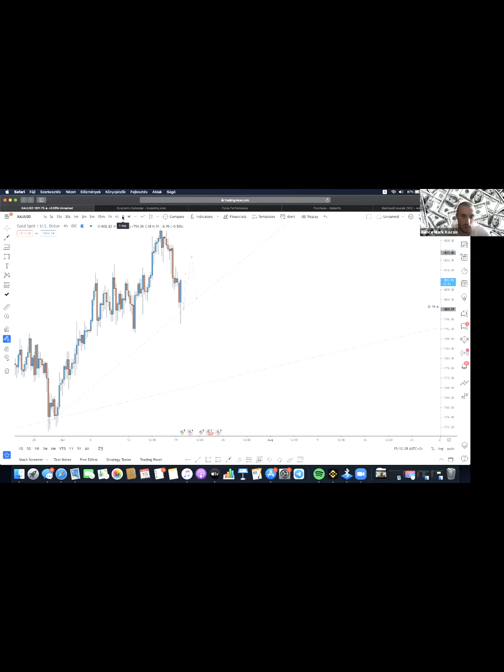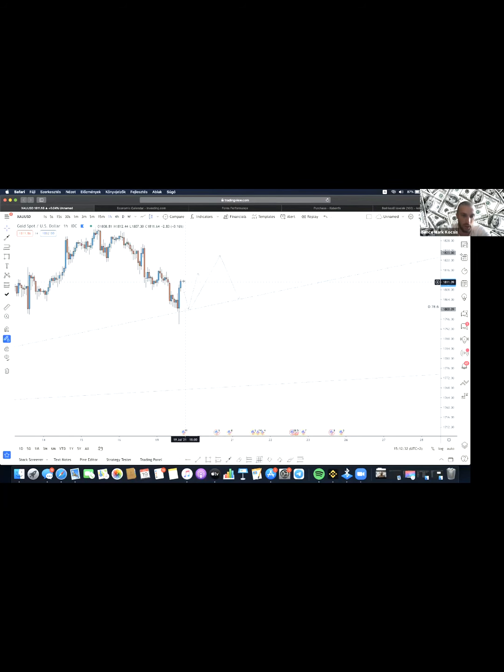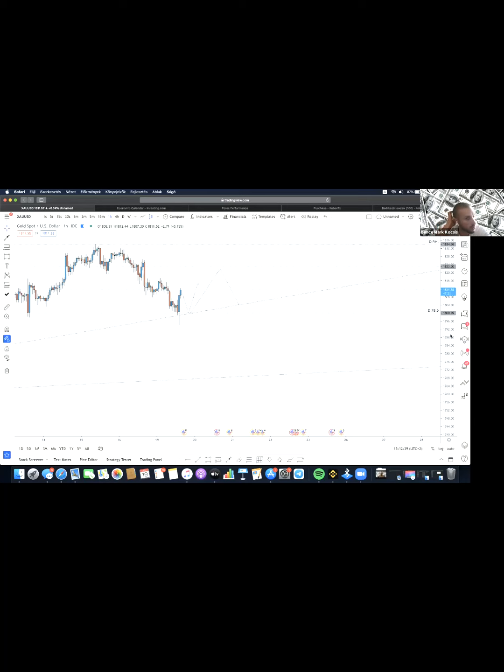Basically the weekly and the daily are bullish, but the 4-hour is bearish. So that's the time frame where we need to wait for the price to turn from bearish to bullish. Then the H1 is bullish, the H4 is bullish, the daily is bullish, and the weekly is also bullish. So that's my vibe at the moment on gold.